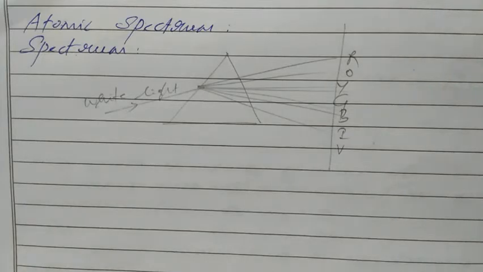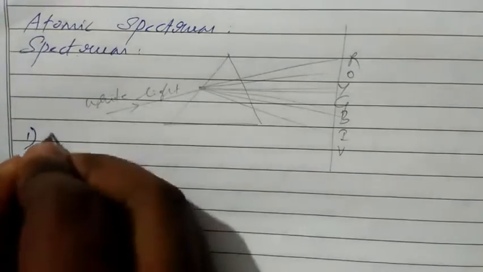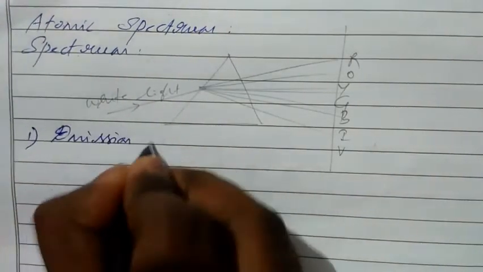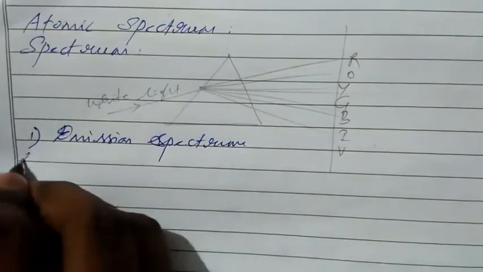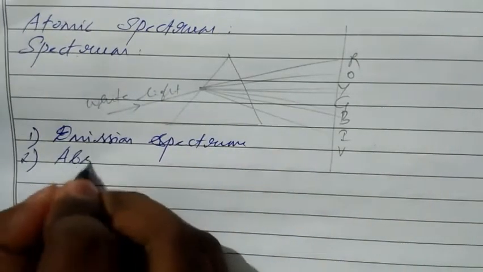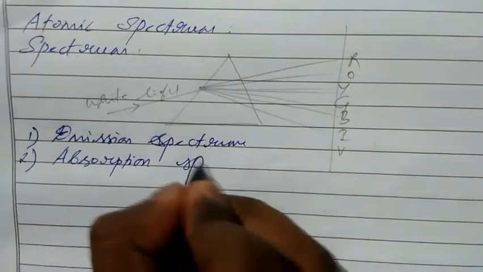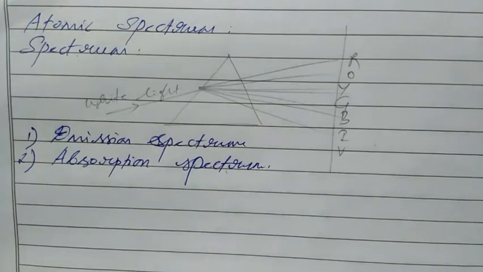We can classify the spectrum into 2 types. I think 12th standard students have already studied this, but we will see it here in a more explained way. It is classified into 2 types. The first one is emission spectrum, then absorption spectrum. We will see them one by one.